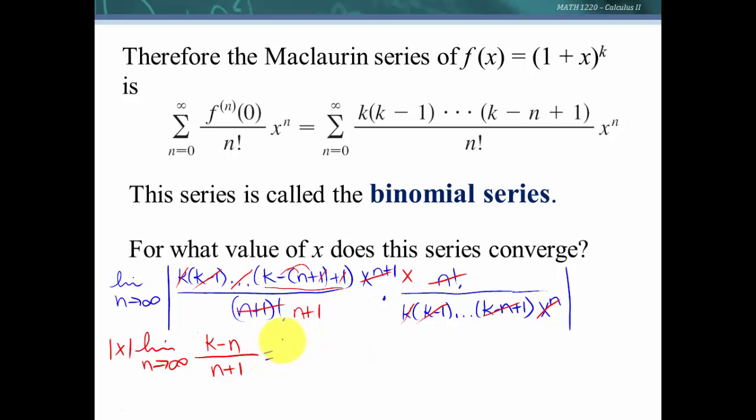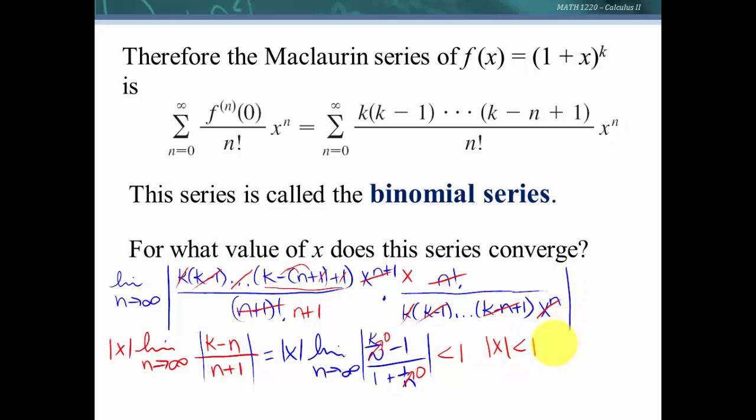So as we look at this, we have the absolute value of x, and then the limit as n goes to infinity of, if we multiply everything by 1 over n, we have k over n minus 1 over, put these absolute values on here, 1 plus 1 over n. Now as we let n go to infinity, because k is fixed, that's going to go to 0, that's going to go to 0, and it looks like we get a 1 here. So we need, when this is going to be less than 1, so we have our absolute value of x less than 1. So it looks like we've got a radius of convergence of 1 here.